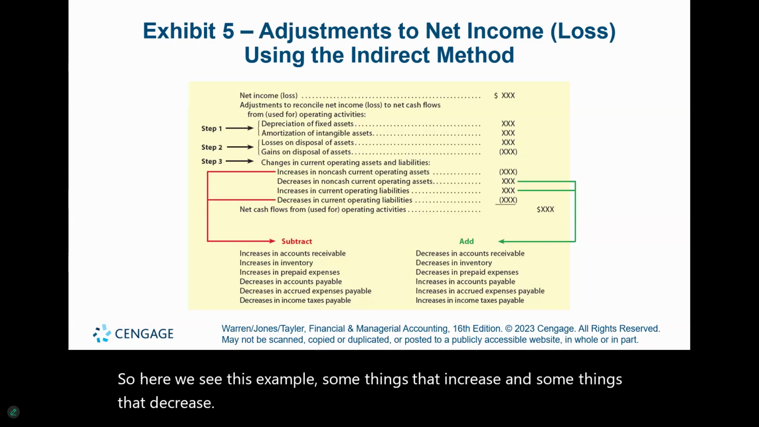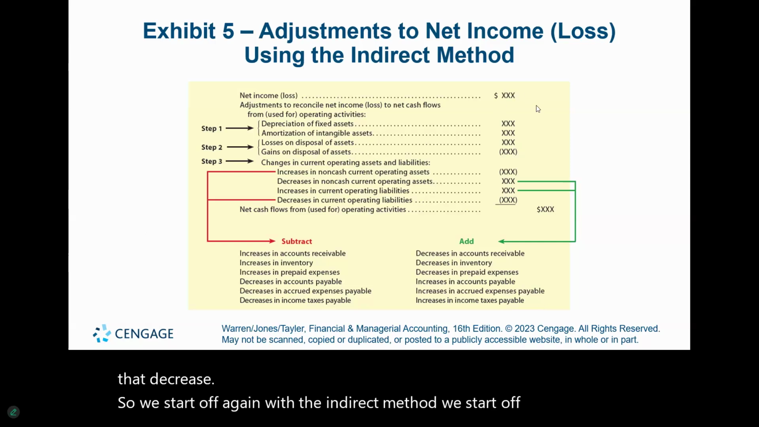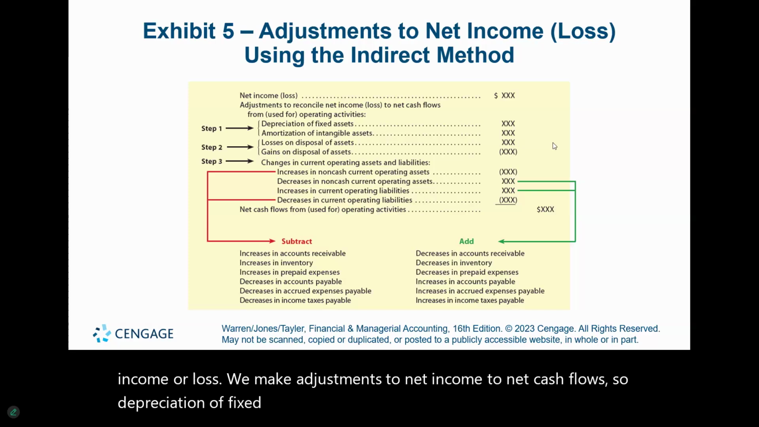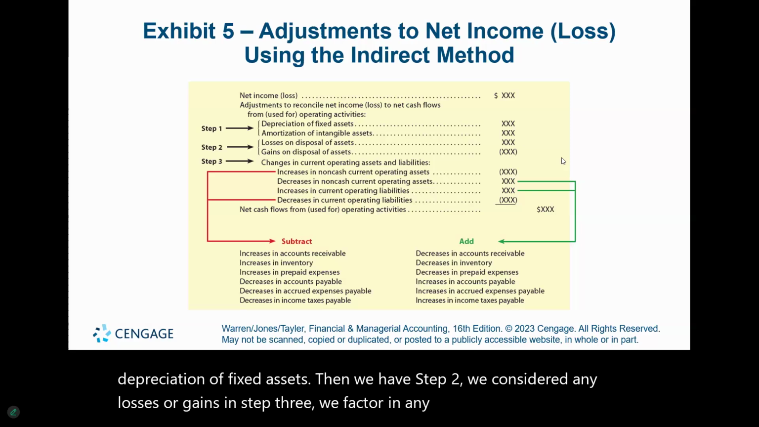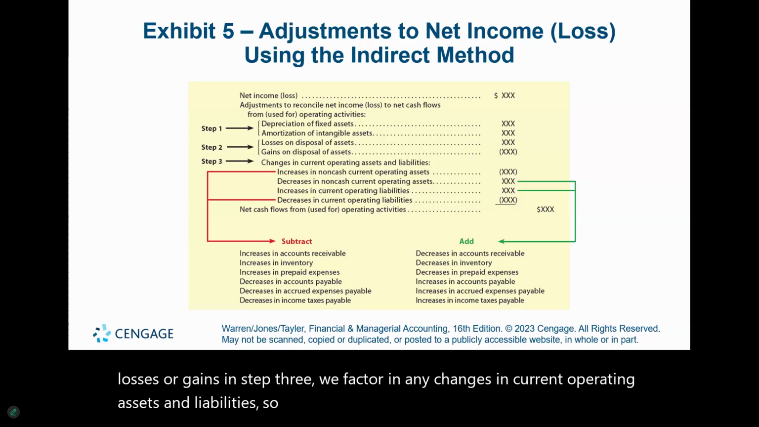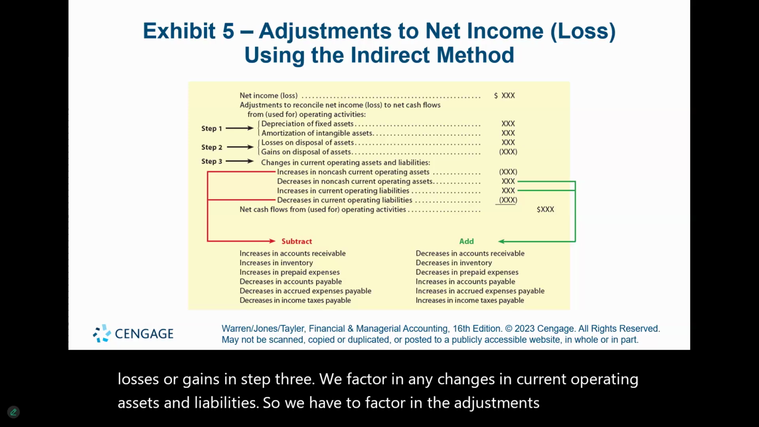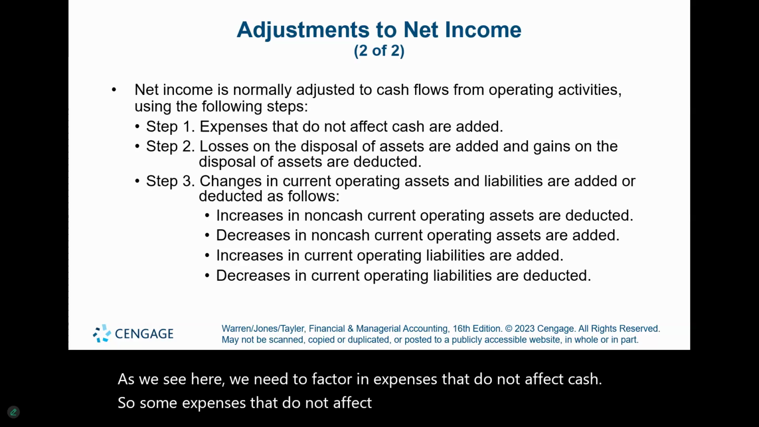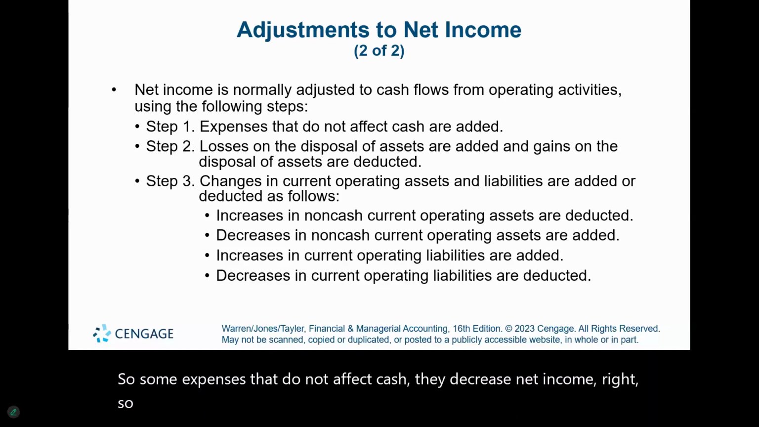So we start off again with the indirect method. We start off with net income or loss. We make adjustments to net income, to net cash flows. So depreciation of fixed assets. Then we have step 2, we consider any losses or gains. In step 3, we factor in any changes in current operating assets and liabilities. So we have to factor in the adjustments. So step 1, as we see here, we need to factor in expenses that do not affect cash. So some expenses that do not affect cash, they decrease net income, right? So again, a key thing as mentioned was depreciation.